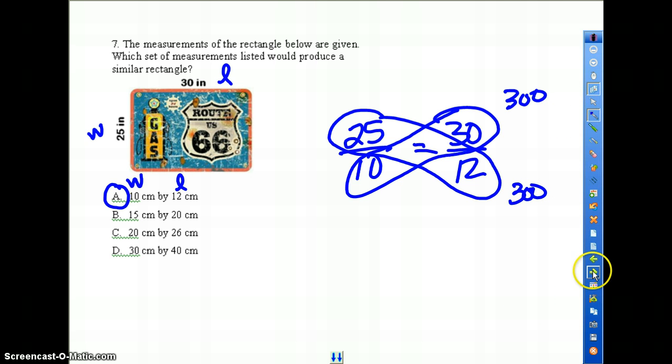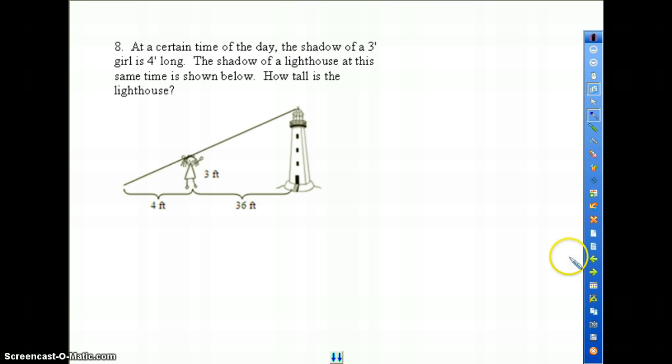All right, number 8. At a certain time of the day, a shadow of a 3-foot girl is 4 feet long. The shadow of a lighthouse at the same time of day is shown below. How tall is the lighthouse? That's what we don't know. So I'm going to set up a proportion. I know they're similar because the sun is shining and creating similar figures.